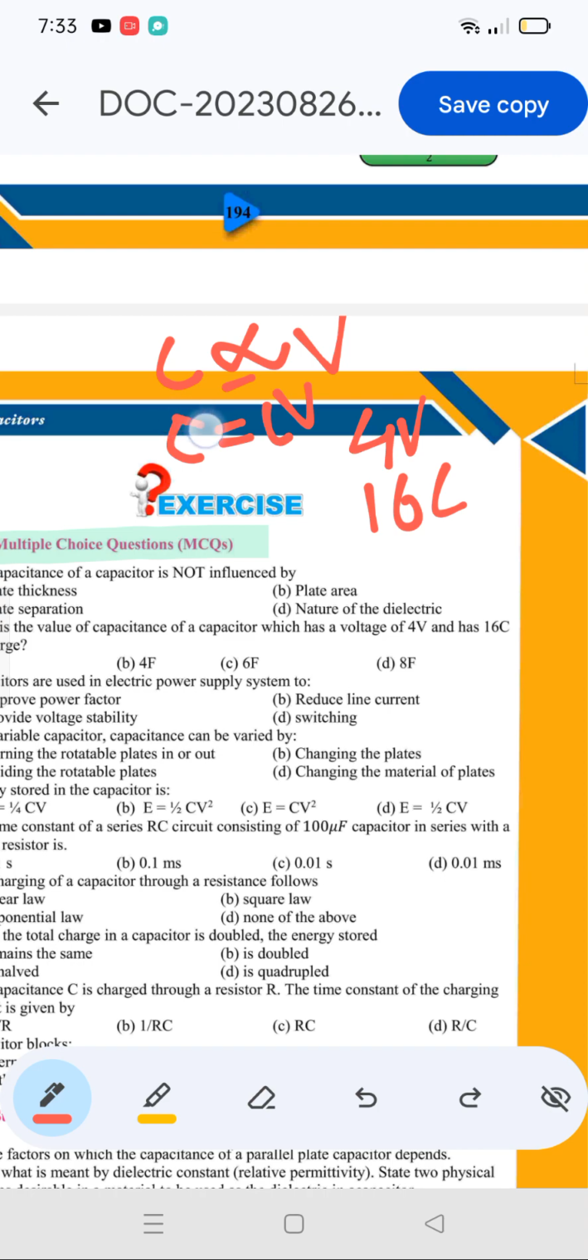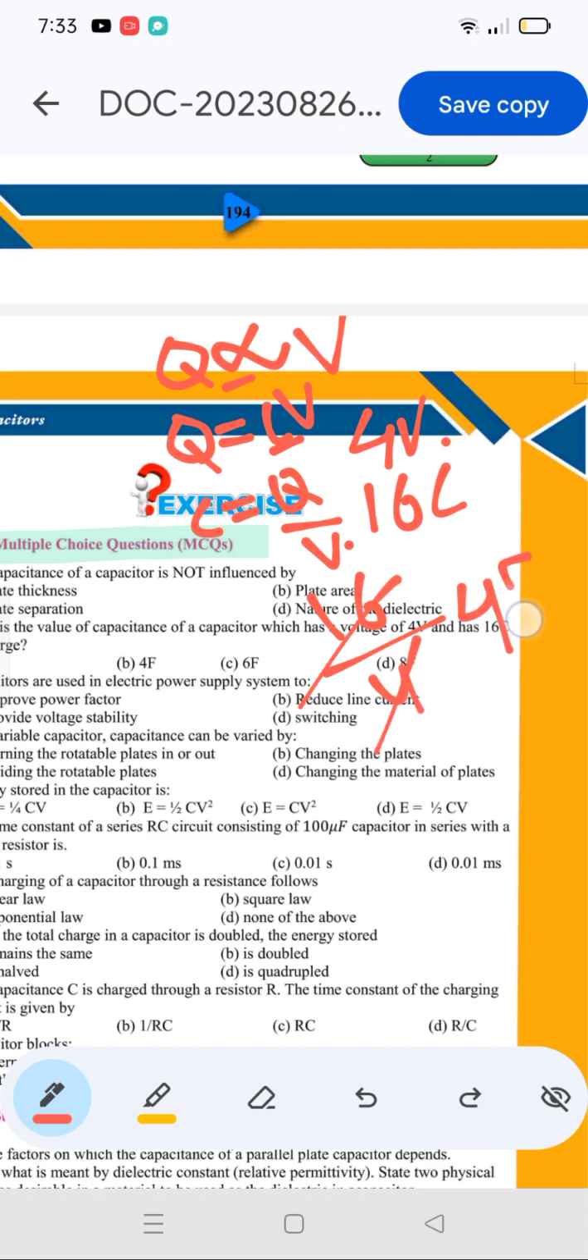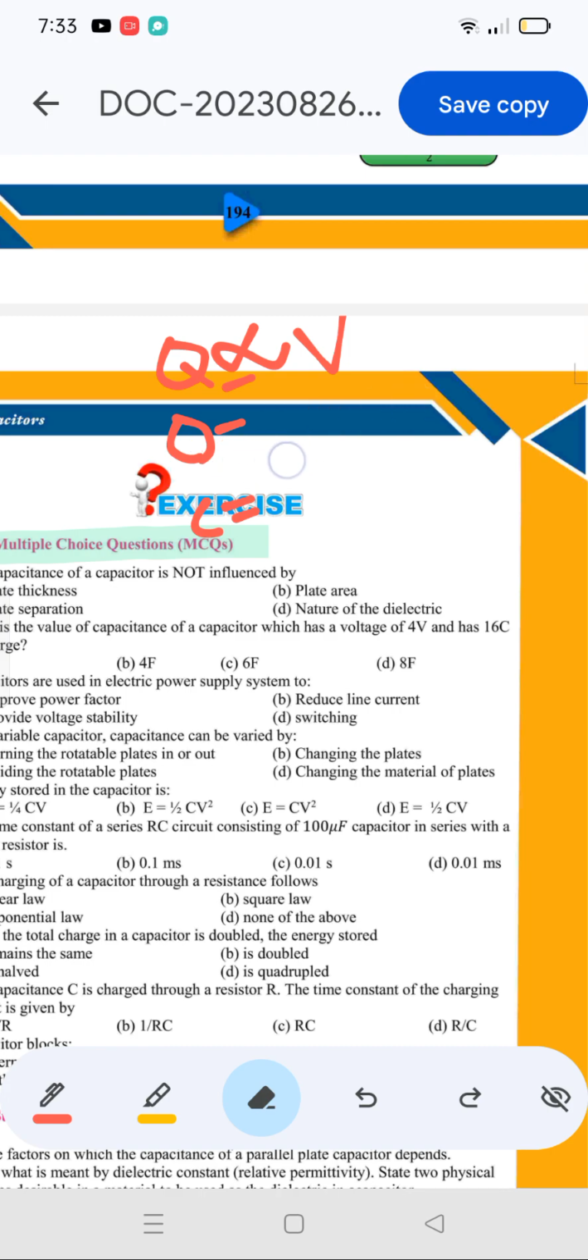This is basically charge, sorry. So we need to find C. So C is equal to Q per unit V. Q is 16 coulomb per unit voltage, which is 4 volt. So 4 fours are 16, so 4 farad would be the capacitance of the capacitor. It would be 4 farad.